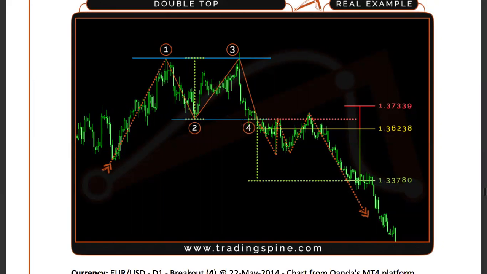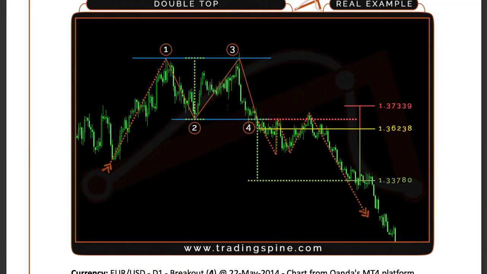And then it broke down. It broke this level below the last valid higher low, which then confirms a change in trend. You can see this was an uptrend, a retracement. It went up, but it could not break above this level. Then it retraced and it broke the last valid higher low, and this confirms a change of trend. So a double top now is a reversal pattern to the downside.